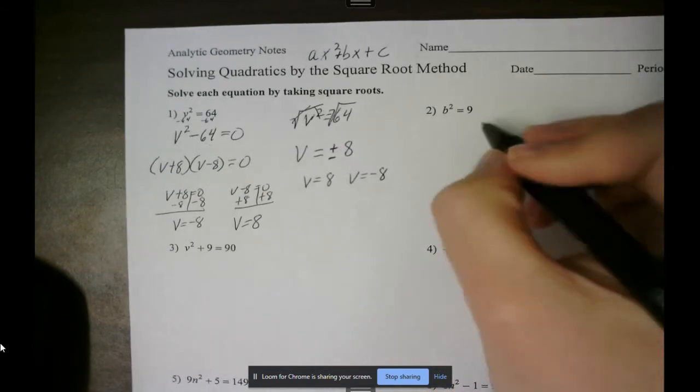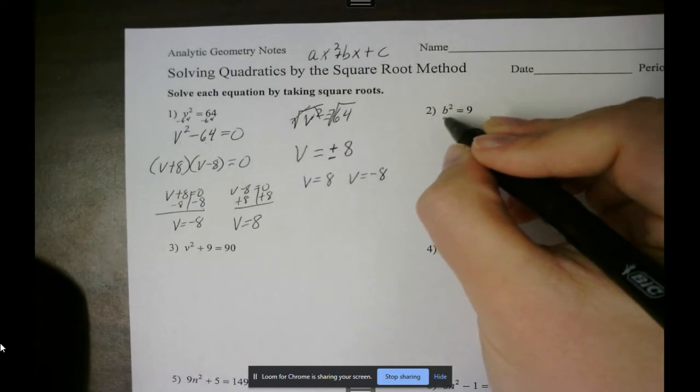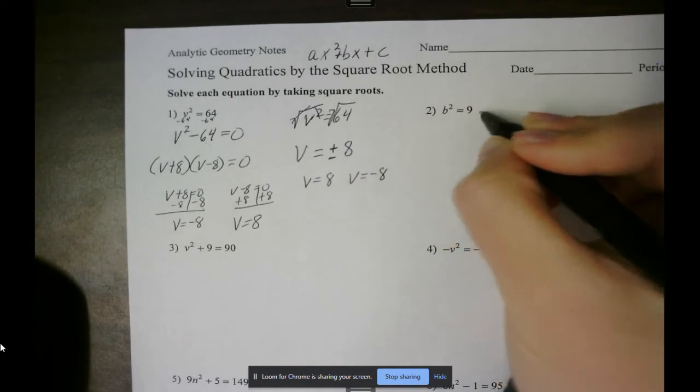Okay? So here's the deal. If you're going to do the square root method, basically what you want to work towards is your variable squared equals a number.